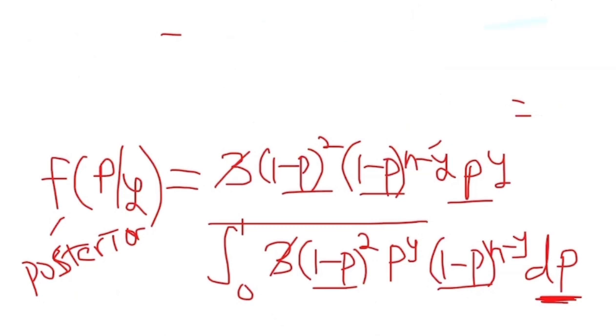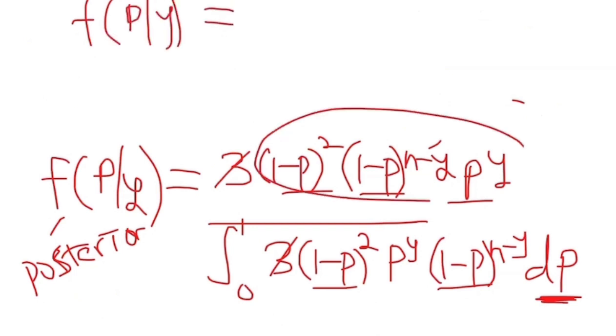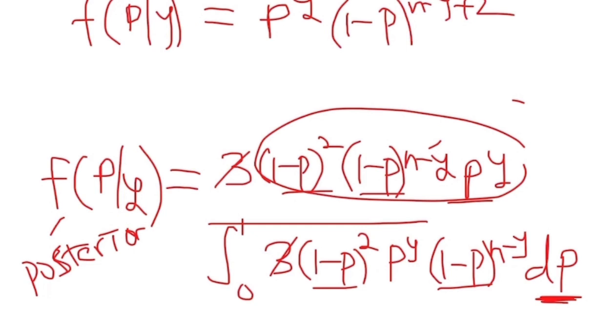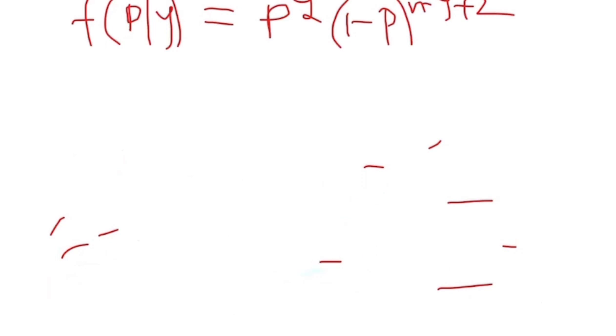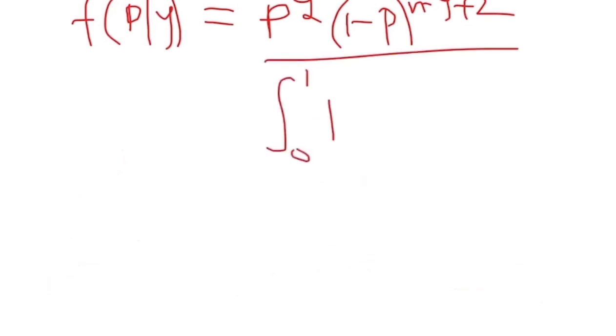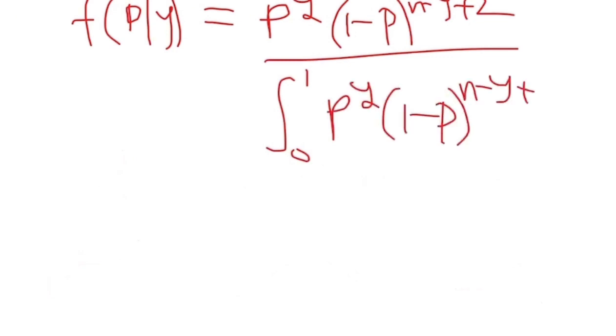Take a look at this now. My f of p given y is, like I said, combining that, p raised to the power y and (1 minus p) raised to the power n minus y plus 2. That is what I'm also going to have in the denominator, except that I'm going to be integrating it. The integration is the marginal that I want to get. So it's going to be the integral from 0 to 1 of p^y (1 minus p)^(n minus y plus 2) dp.